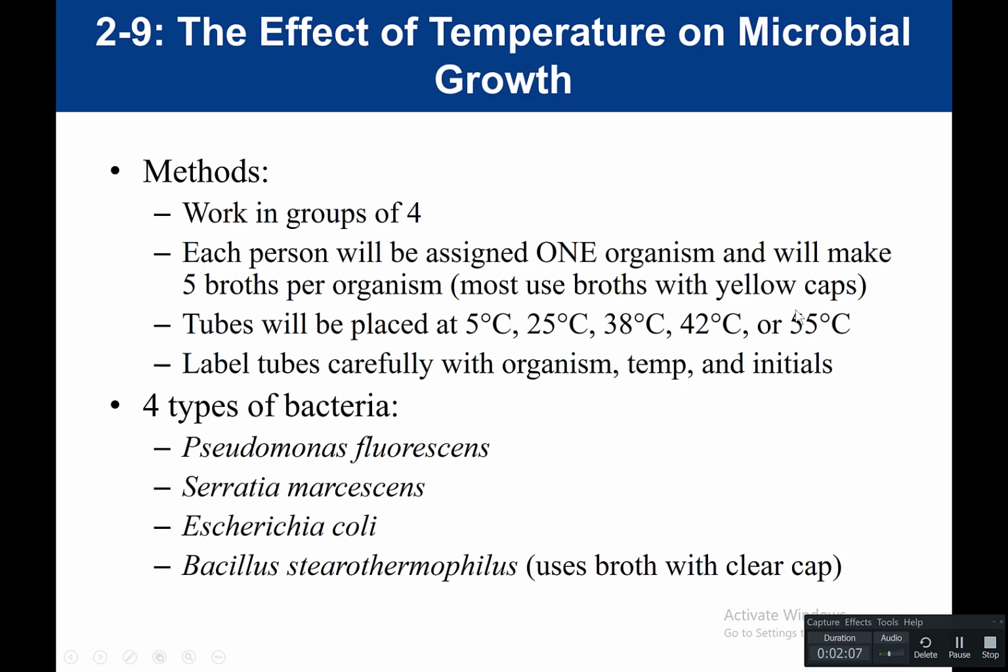So my 5 tubes for Pseudomonas fluorescens, one of the tubes I'm going to label 5 degrees. One tube I'm going to label 25 degrees. One tube I'm going to label 38 degrees. The next tube I'm going to label 42 degrees. And then the last one I'm going to label 55. And so I would take my 5 tubes of Pseudomonas fluorescens and I would put them in the appropriate temperature. Again, the one that's labeled 5 would go in the fridge. The one that's labeled 25 would go in at room temperature, and so on and so forth.